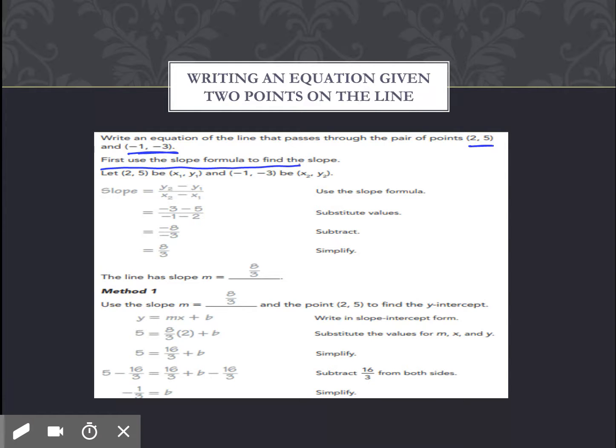So all they did to find the slope was use that formula we always use, y2 minus y1 over x2 minus x1. So negative 3 minus 5 is negative 8. Negative 1 minus 2 is negative 3. Our negatives cancel each other out. So your slope is 8/3.